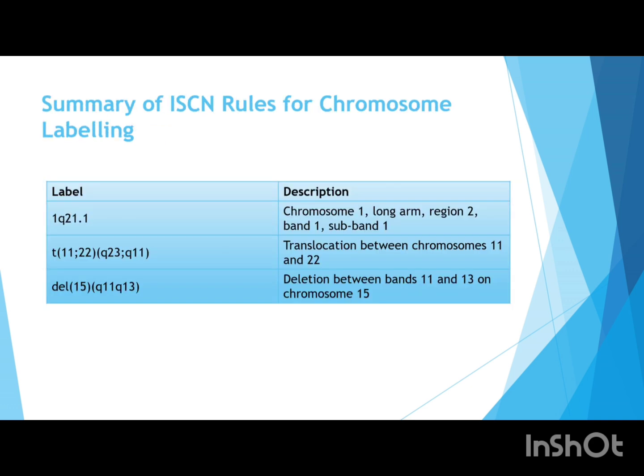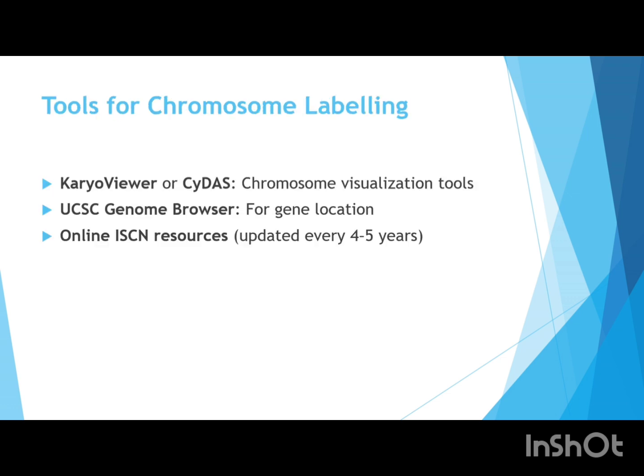If we summarize it, suppose the labeling is 1q21.1, that is chromosome 1, long arm q, region 2, band 1, subband 1. t means translocation between chromosome 11 and 22, and the regions are q23 and q11. Deletion 15q means it is a deletion of bands 11 to 13 on chromosome number 15.